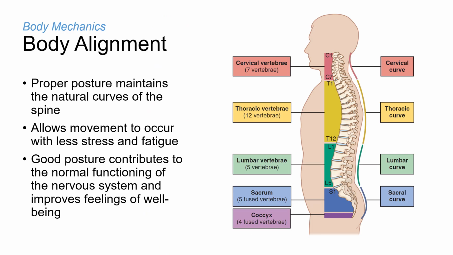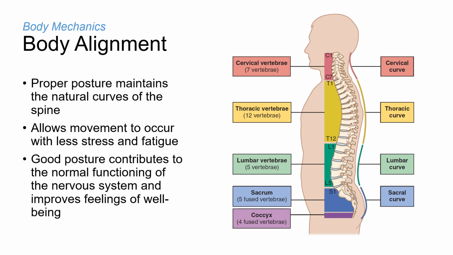So next is body alignment, and again, this falls under body mechanics. If you look at this picture here, you can see the curvature of our spine. Proper posture maintains the natural curves of the spine. So if you don't have good posture, if you're sitting in your chair slumped over for long periods of time, that is going to affect your body alignment.